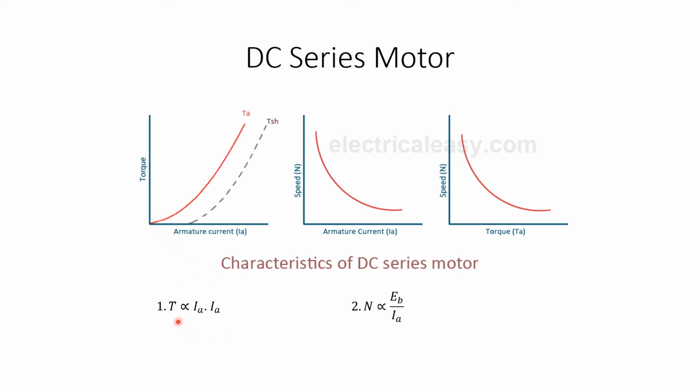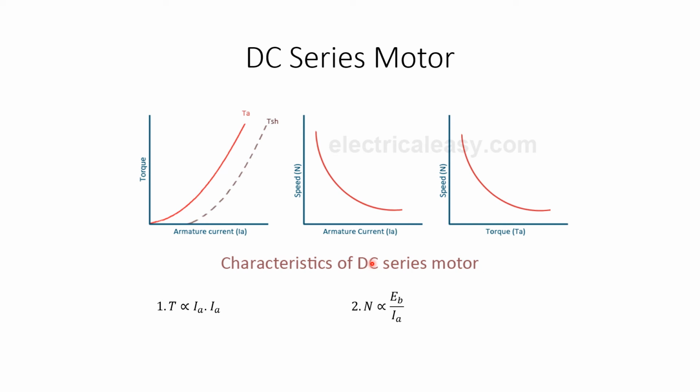In this DC motor, the torque is directly proportional to the armature current, so T is proportional to IA into IA. That is, the torque is proportional to the square of the armature current, so the response will be like a parabola. Here the dotted line represents the shaft torque, that is the useful torque. There will be some drop from the actual torque. So this is the useful work done by the DC motor.